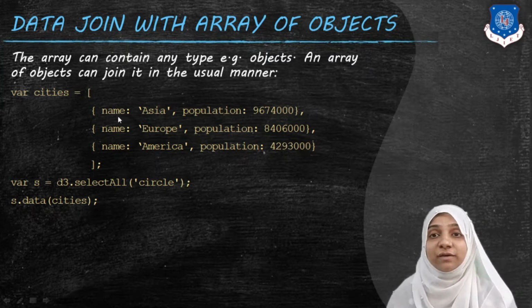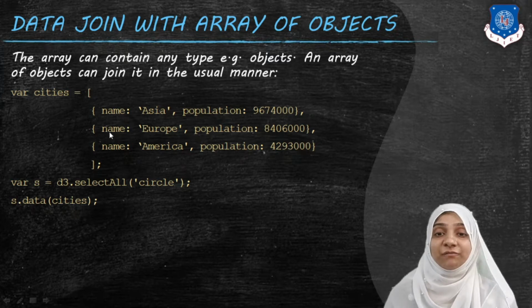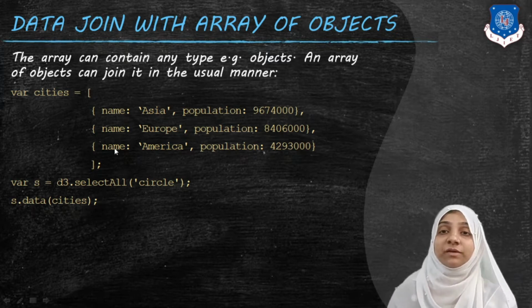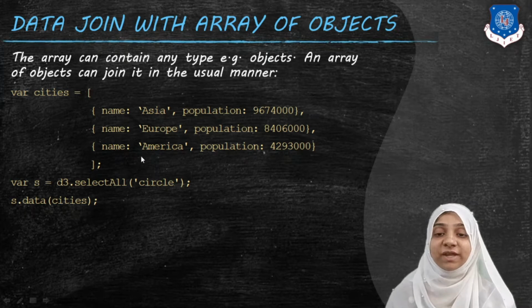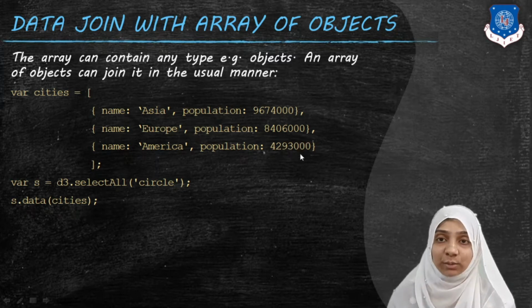Within an object, the first property is name. Name is Asia, and the second property is population. Population is 96,74,000. For the second object, the first property is name, which is Europe, and population is 84 lakh 6,000. For the third object, the name is America, and the population is 42 lakh 93,000.